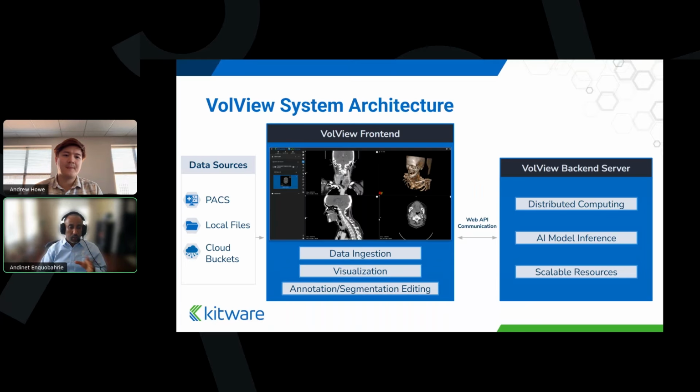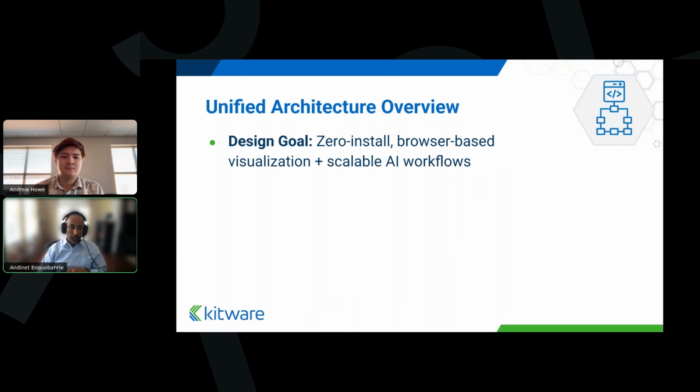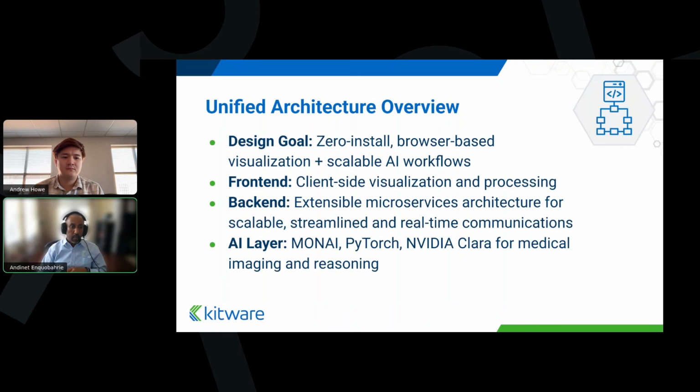So this type of architecture will allow you to run the front end on your own local browser, but the backend server can be run on a remote server. All right. Just to summarize, this architecture allows you to have an application that is browser-based. You have both visualization and scalable AI workflow together.